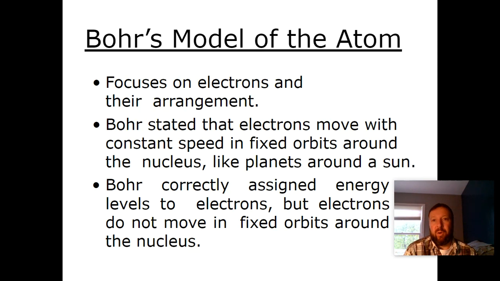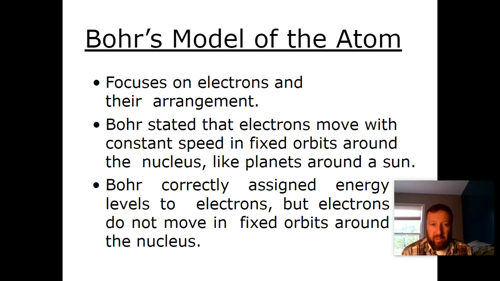So if we look at Bohr's model of the atom, he basically looked at the electrons, not changing anything from what we did last week. The number of electrons is still the same, but where they exist does change. What Bohr focused on was the arrangement of the electrons and how they orbit around the nucleus like planets around the sun. So they have different orbits that they follow along.